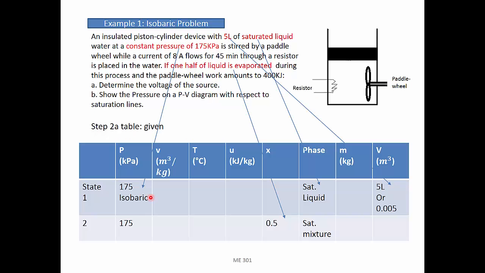Following step 2, let's try to complete the table. We first populate the table with the givens in the problem. 5 liter, my initial state, volume. Saturated liquid, initial state, phase. Constant pressure, 175 kilopascal for pressure for both state 1 and state 2. 1/2 of the liquid is evaporated. This indicates to me that state 2 is at a phase of saturated mixture with the quality given at 0.5.